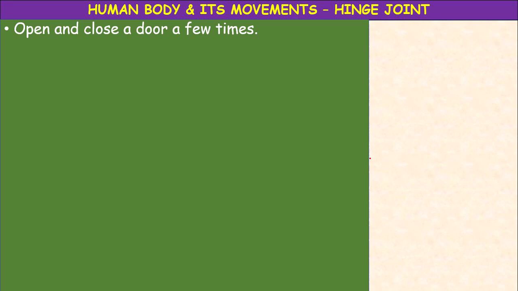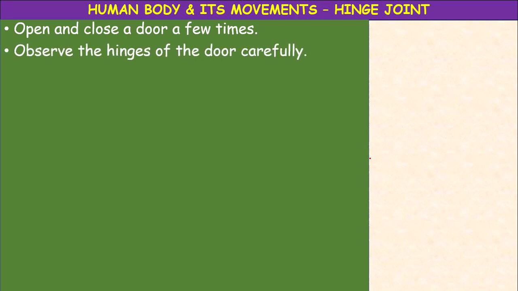Hinge joint. Next joint is hinge joint. In a pivotal joint, a cylindrical bone rotates in a ring. Now hinge joint: open and close a door a few times. You can open it, close it, open it, close it. Observe the iron hinges of the door carefully.